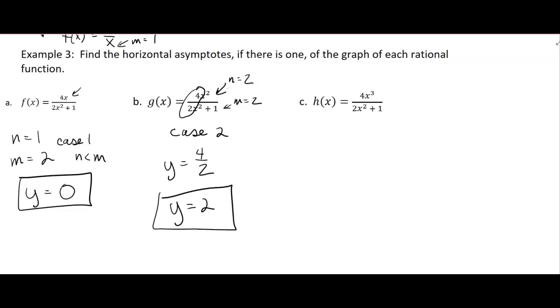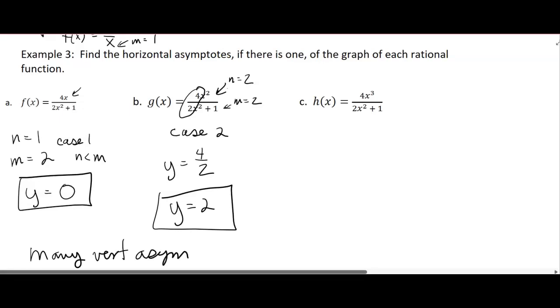By the way, you can have lots of vertical asymptotes. You can only have one horizontal asymptote. So you can have many vertical. You can have many. You don't have to. You don't have to have any, but you can only have at most one horizontal asymptote.